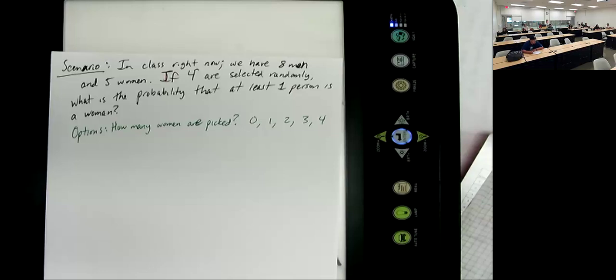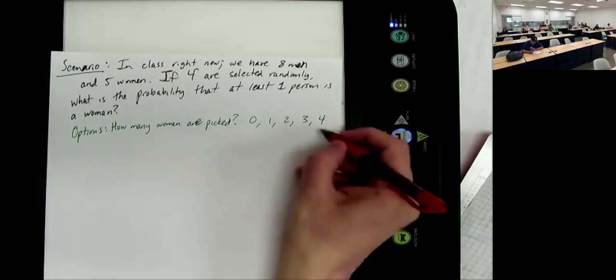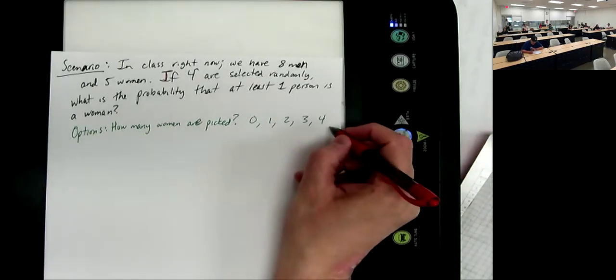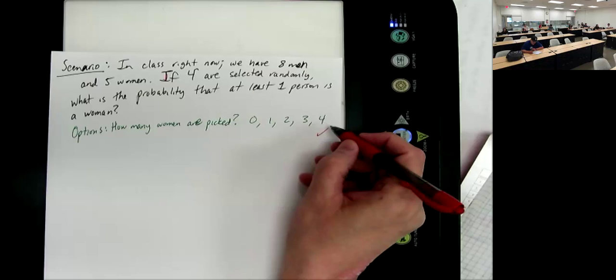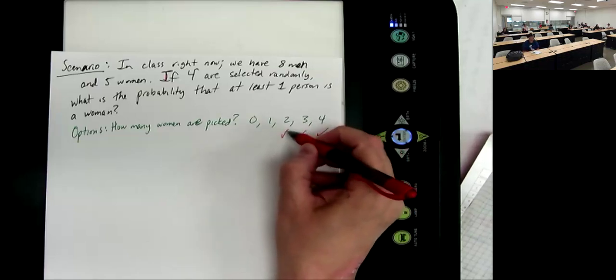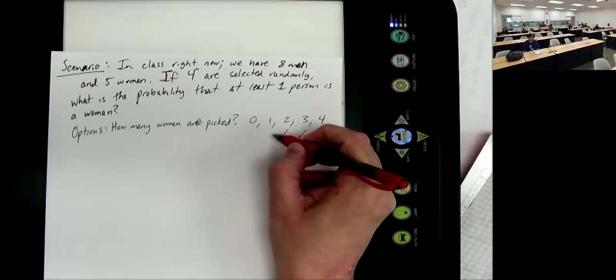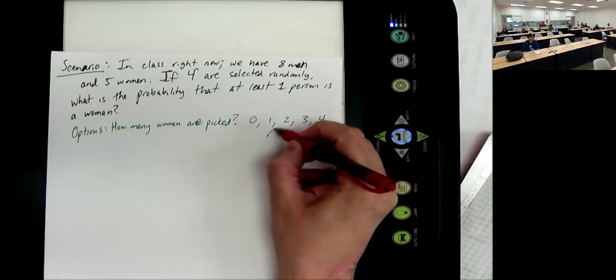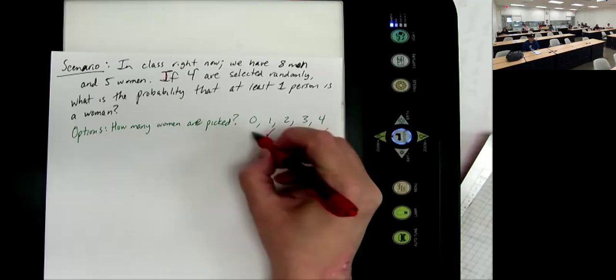What does "at least 1 is a woman" mean? What numbers of those count as at least 1? Is 4 at least 1? Is 3 at least 1? Is 2 at least 1? Is 1 at least 1? Yeah. Is 0? No.